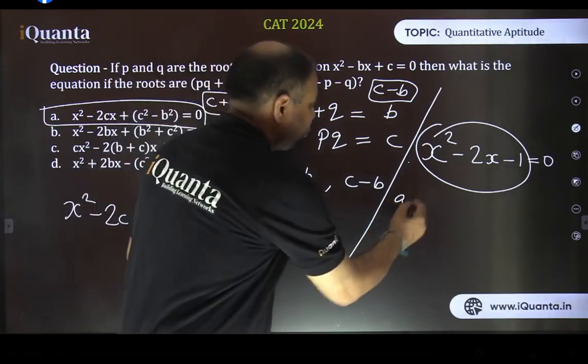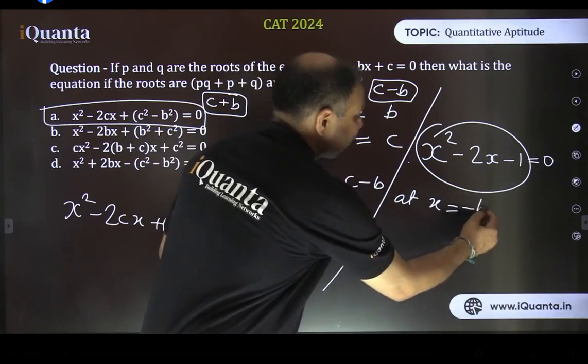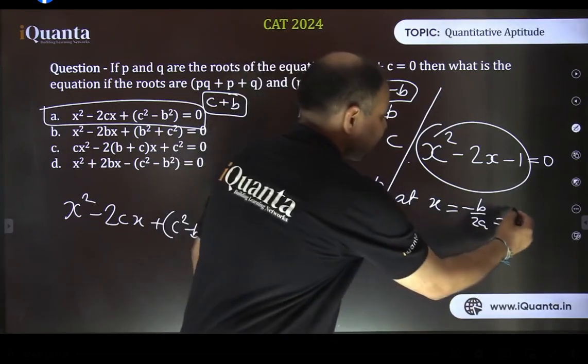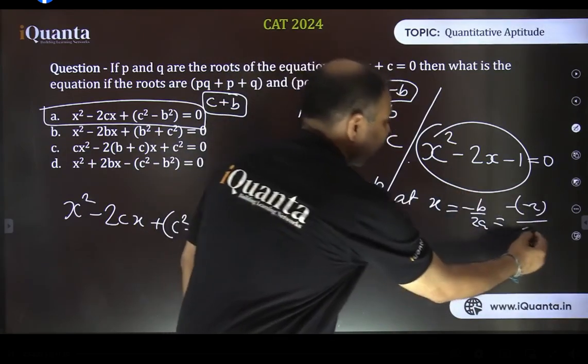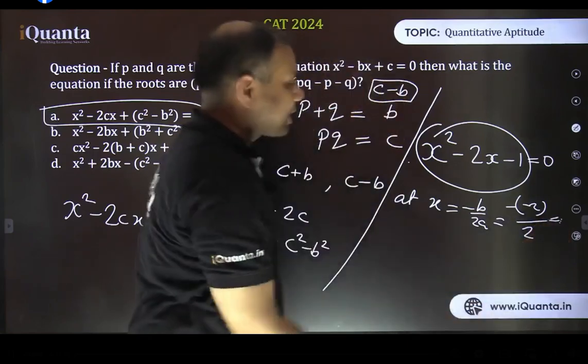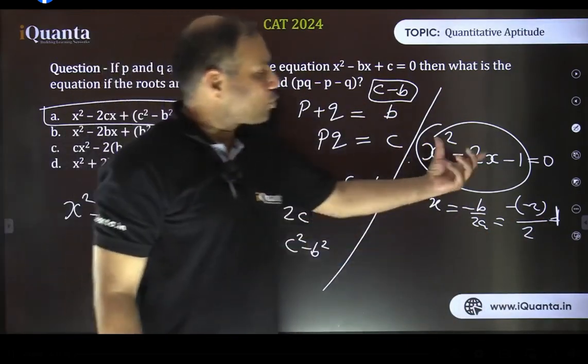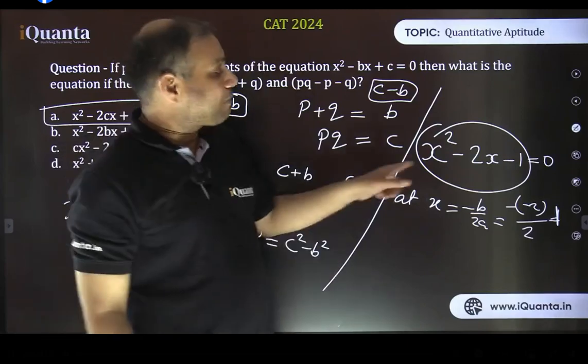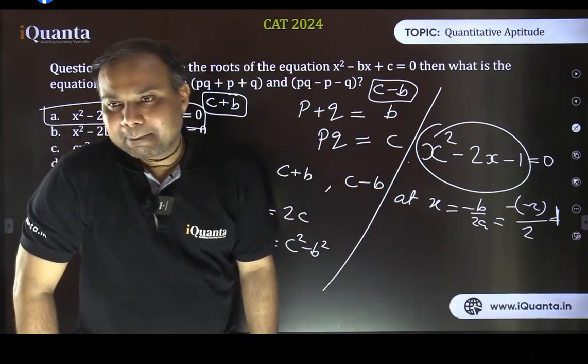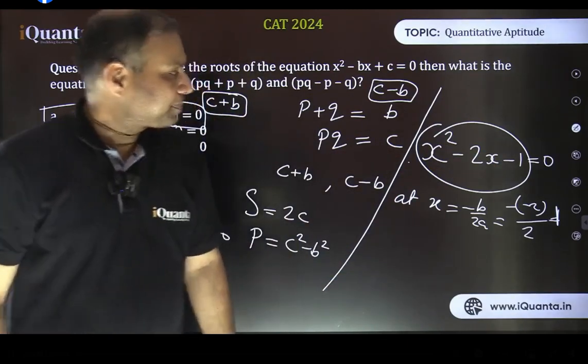And so at x is equal to minus b by 2a, which means minus times minus 2 upon 2a, that is 1 only, right? So at x is equal to 1, this expression is going to take its least value. Yes, at x equal to 1, this is going to take its least value. And what is that least value? What is the minimum value for this expression?